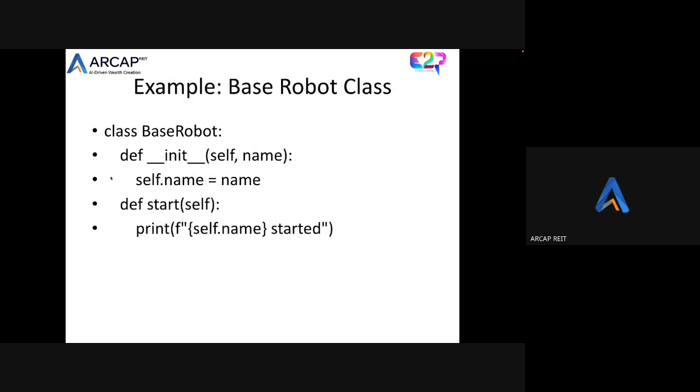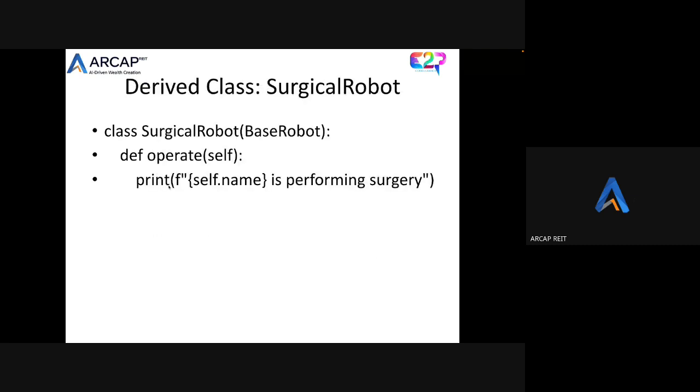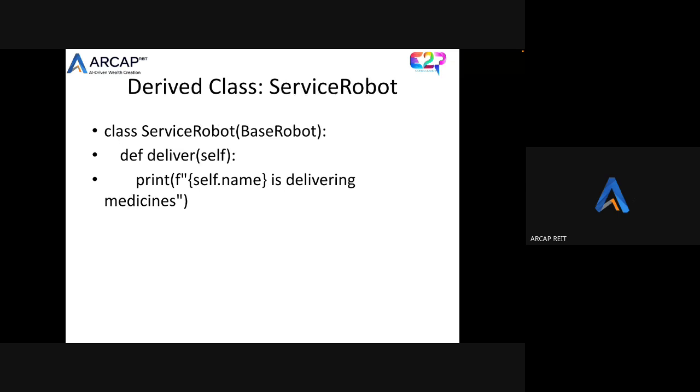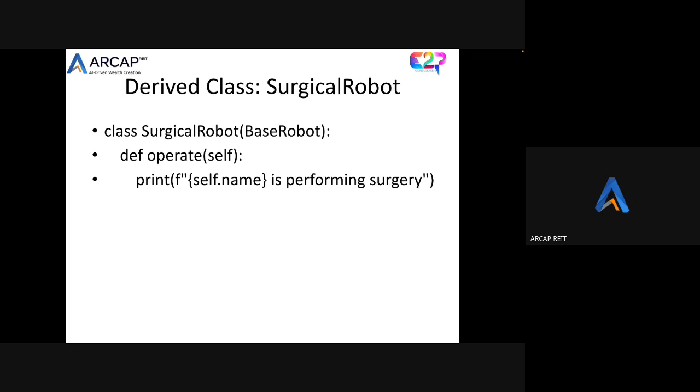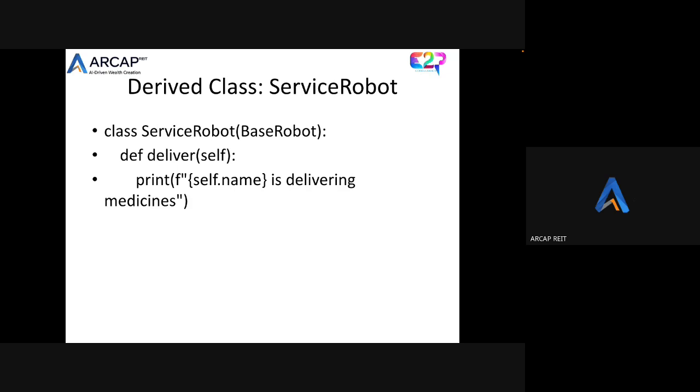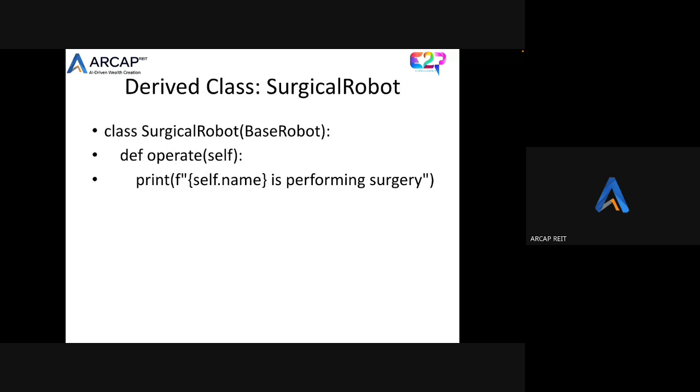Why? Because this is necessary to it. Instead of writing the same thing two times in two different classes, we write the same class as a parent, and we can use it in any number of specialized cases. So the surgical robot is a specialized case, and the service robot is a specialized case. Here it has a special function, that is operate, and the other has a special function, which is deliver. So that is what we call inheritance. Deriving from the base class, we call it inheritance.